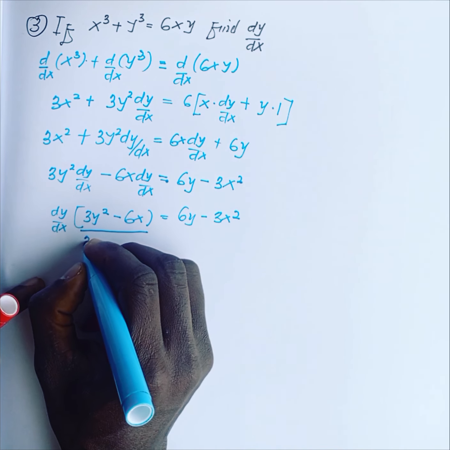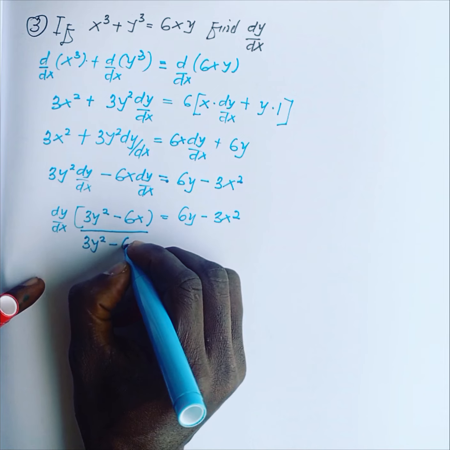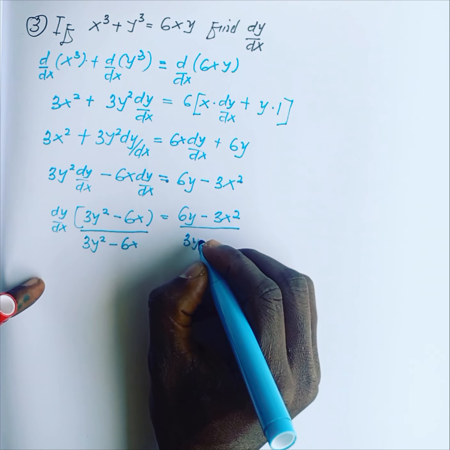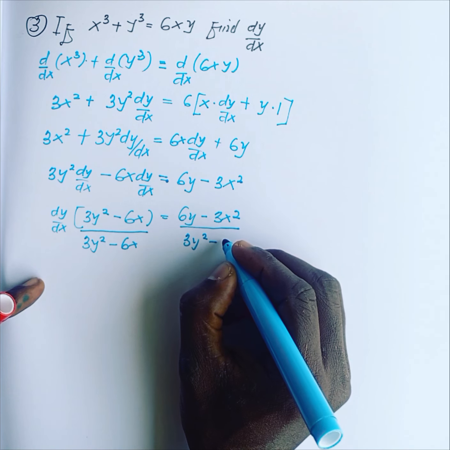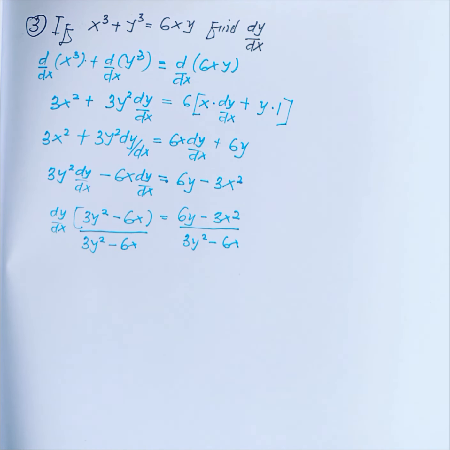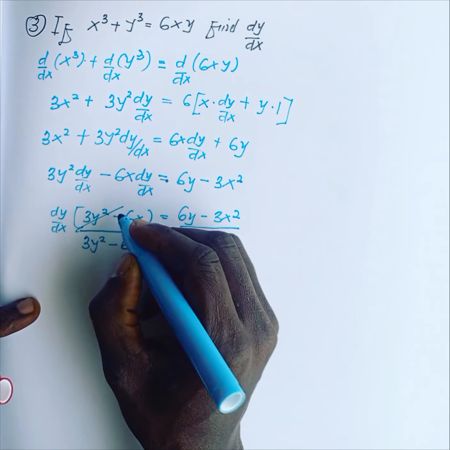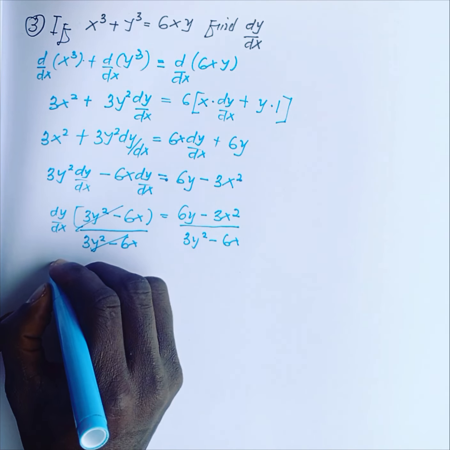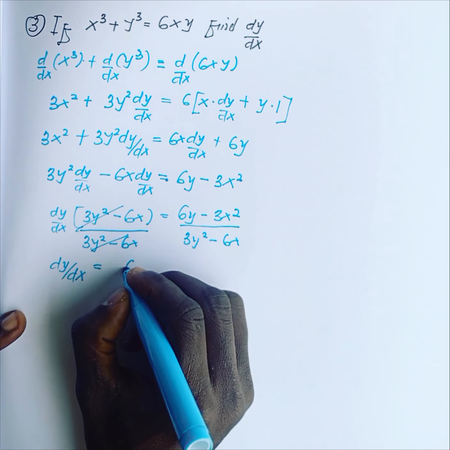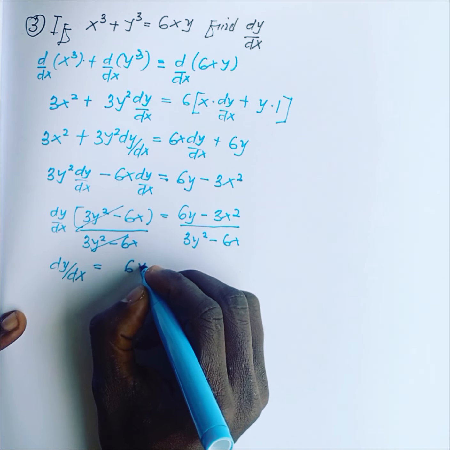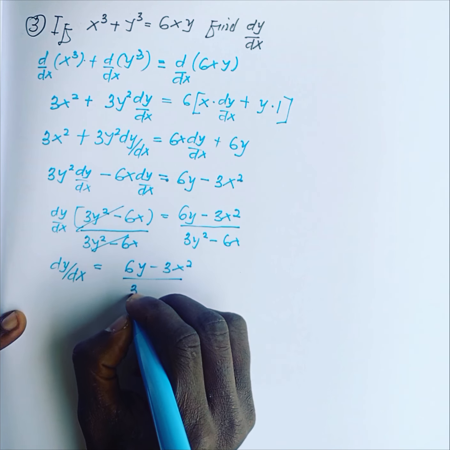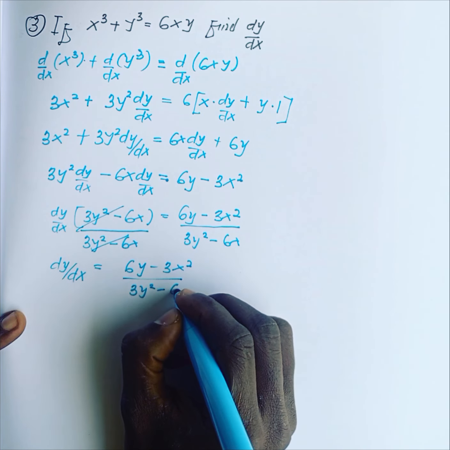So we have 3y squared minus 6x, then we have 3y squared minus 6x. So you can see that this and that go, and we are left with dy/dx is equal to 6y minus 3x squared all over 3y squared minus 6x.